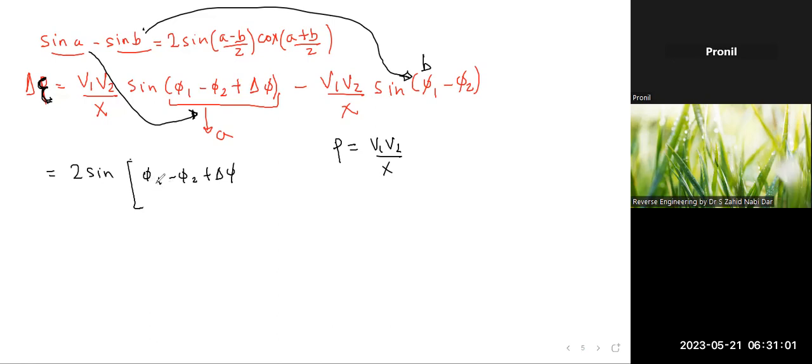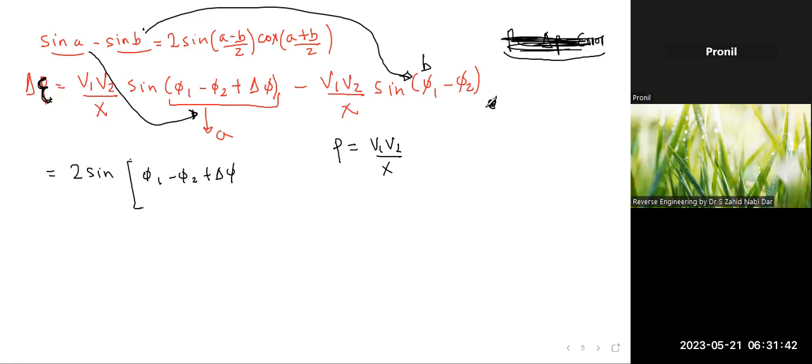Sir, delta E is P minus delta P, or delta P minus delta P. No, no, how would the error be P minus delta P, right? Shouldn't the P term come ahead then? Sir, delta E equals V1 V2 X sine of phi 1 minus phi 2. See, the thing is that the error would be equal to..